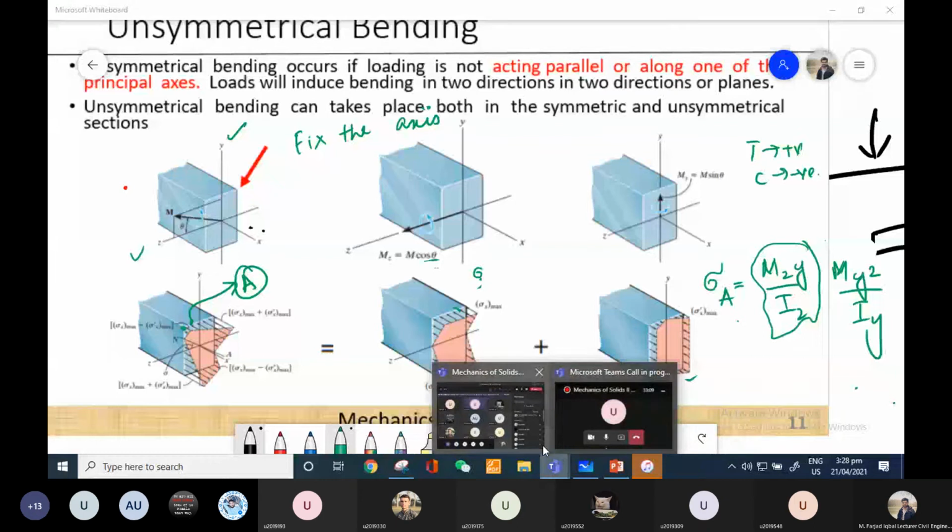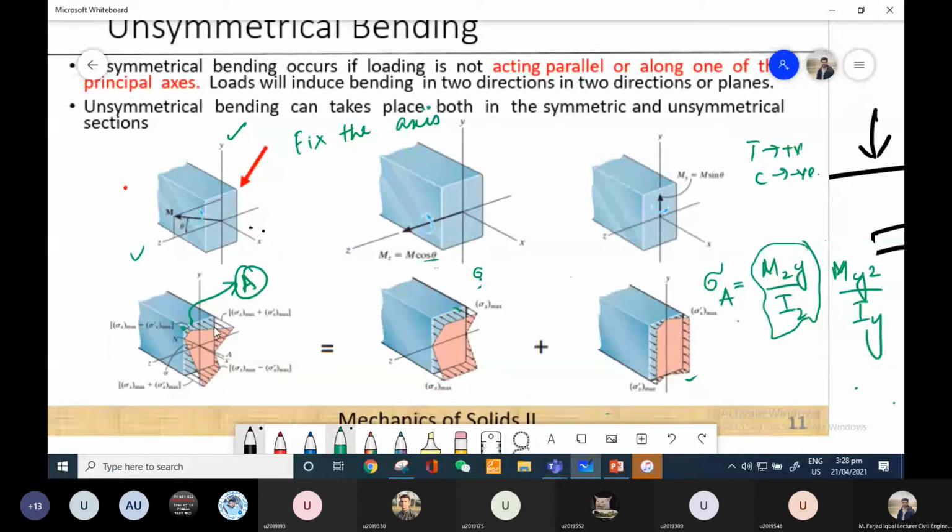Over here, if you look into this figure, A point is in the second quadrant. So what is being produced in the second quadrant, tension or compression, due to MZ? Compression, sir. The arrows are going inside. That means that it is trying to compress the cross section. So I have to substitute the negative sign with this one.